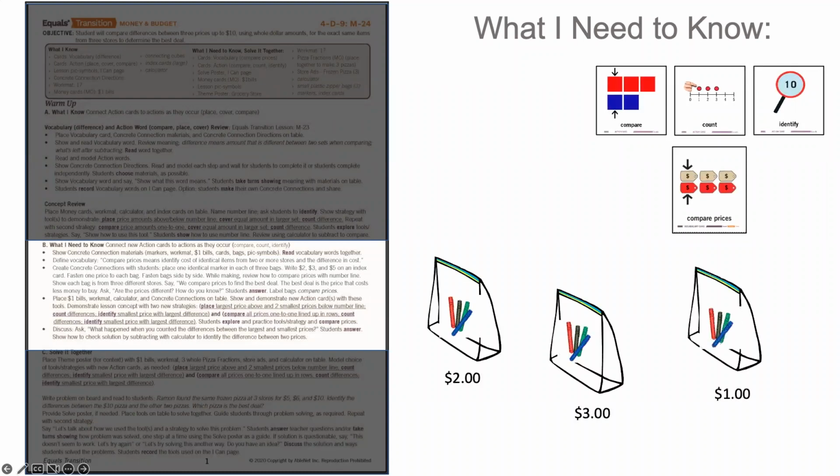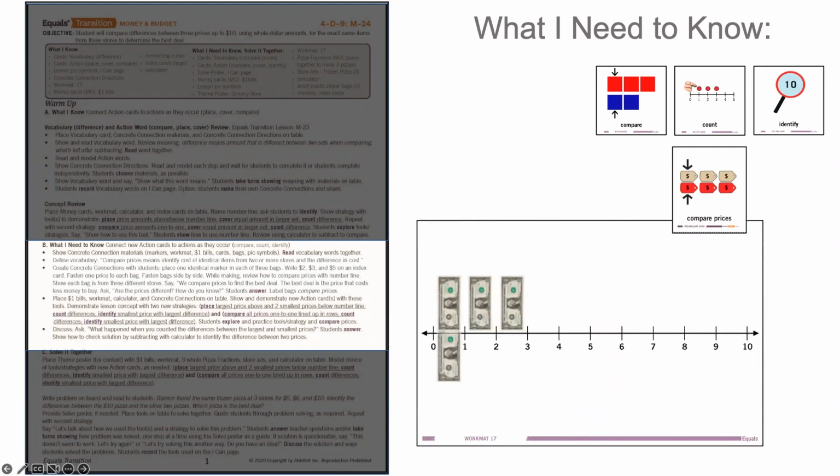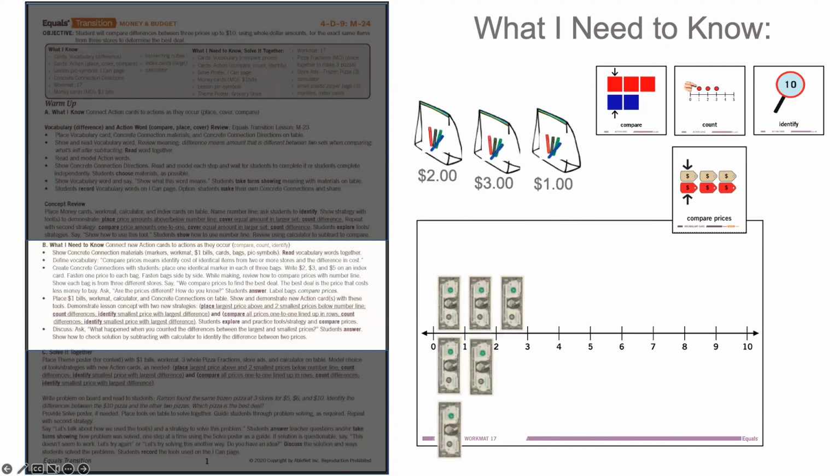In What I Need to Know, this introduces the new action words and vocabulary words tied to the transition lesson. Students work with the group to build a concrete connection for the new vocabulary word. In this example, the concrete connection for the word compare prices is made. Once the concrete connection is created, the problem-solving strategies that students will use in this lesson are shown. This is a modeling opportunity for teachers to review familiar materials and also give students a chance to show what they know about these tools from previous lessons.